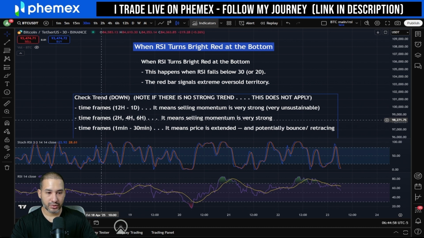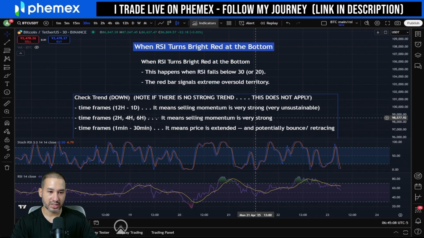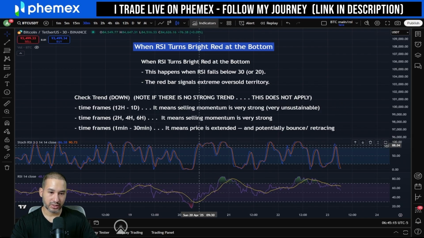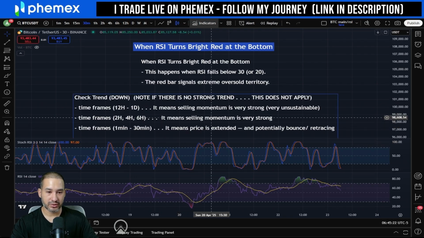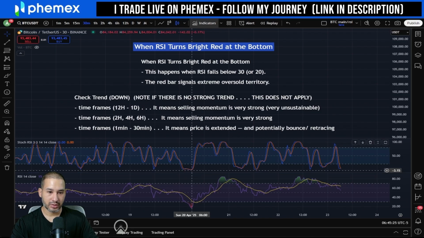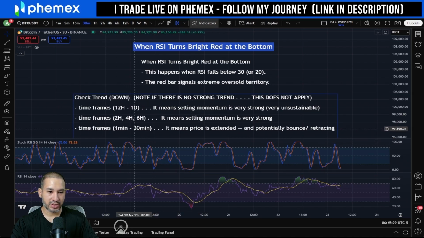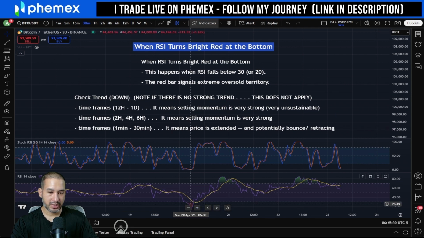Now, when you see it on the 2-hour, 4-hour, and 6-hour, it means selling momentum is very strong, and you determine if price is going to continue moving in the same direction as the selling momentum. You look at your higher time frames. If you see on the higher time frames we're holding the momentum of being oversold, then it means the continuation of the selling strength is going to hold. Now, when you see it on the smaller time frames, it means that you're going to see this bounce or retracement sooner or later.